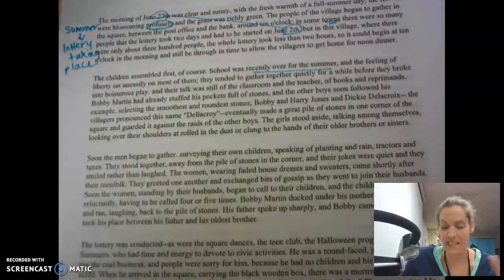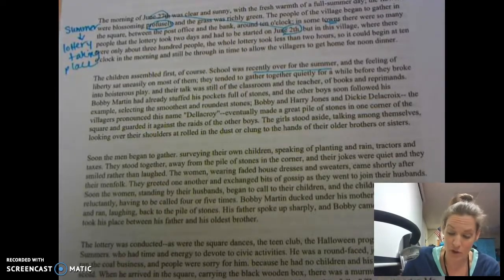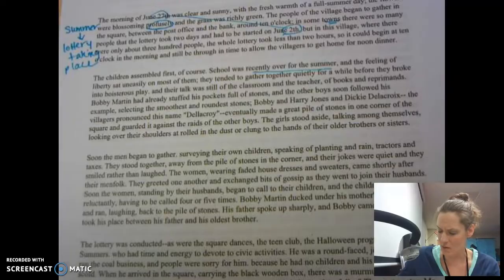So they tended to gather together quietly for a while before they broke into boisterous play, and their talk was still of the classroom and the teacher, of books and reprimands. Bobby Martin had already stuffed his pockets full of stones, and the other boys soon followed his example, selecting the smoothest and roundest stones. Okay, so I'm starting to see the word stone.